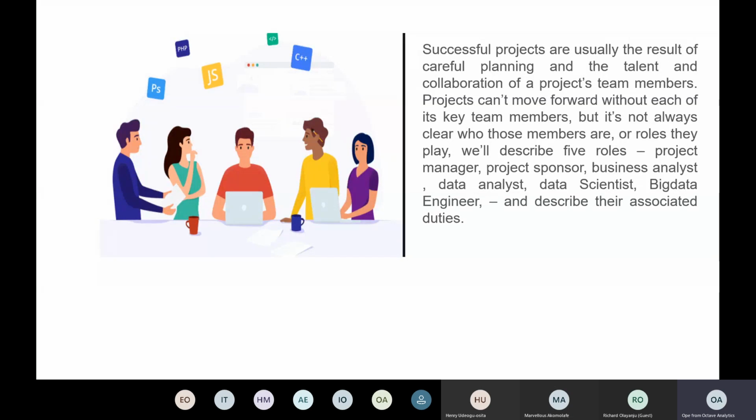So the talent, and then you can have a league of best football players, but if they don't collaborate, if they don't work together, then that match is likely to fail, right? So same thing too for every project endeavor. There must be proper collaboration within the team, and it is the work of the project manager to ensure such collaboration, to also foster such collaboration.